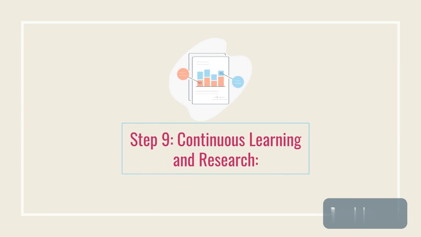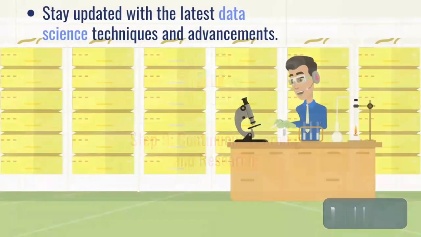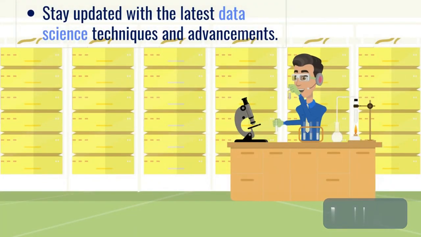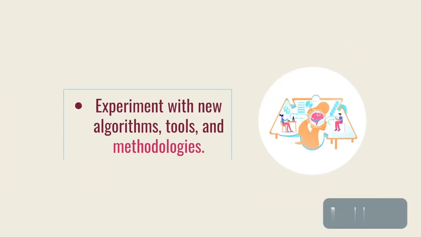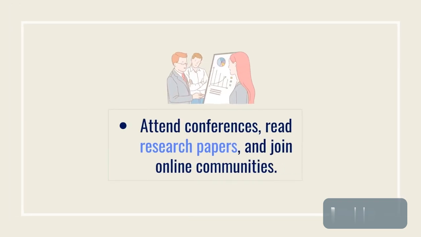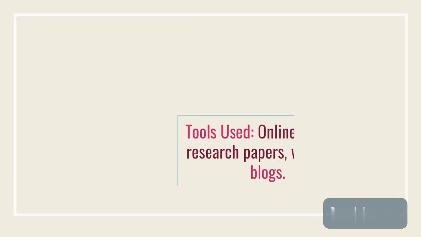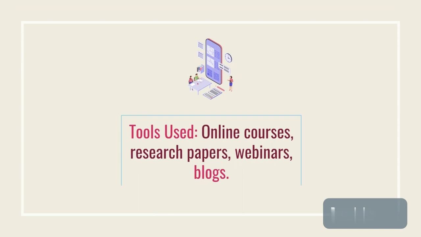Step 9: Continuous learning and research. Stay updated with the latest data science techniques and advancements. Experiment with new algorithms, tools, and methodologies. Attend conferences, read research papers, and join online communities. Tools used: online courses, research papers, webinars, blogs.